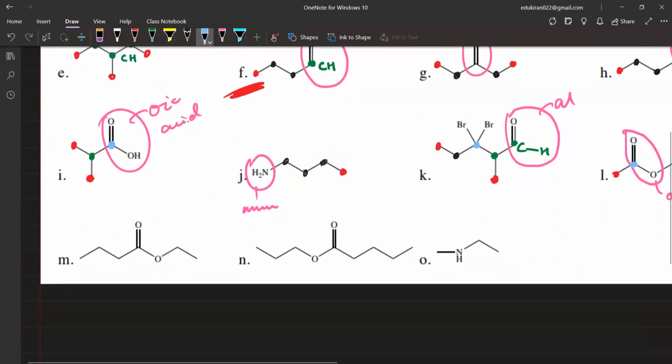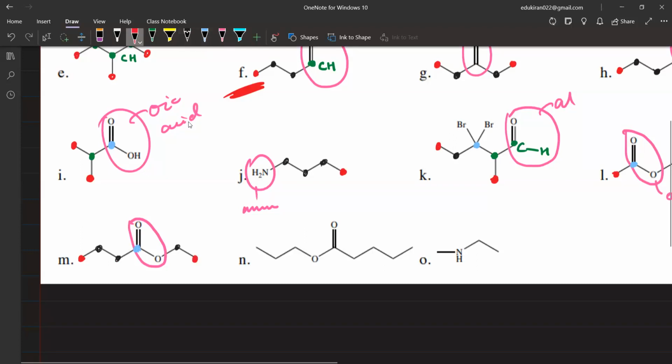Similarly, this structure is also what? Ester, right? C double bond O, and oxygen is bonded to any alkyl group. And here we have this black carbon atom, that means CH2, and here we have a red carbon atom, that means CH3. This is also CH3. And then here we have two more CH2. This is CH2 and this is CH2. The blue carbon atom here, it is going to be C, only carbon.